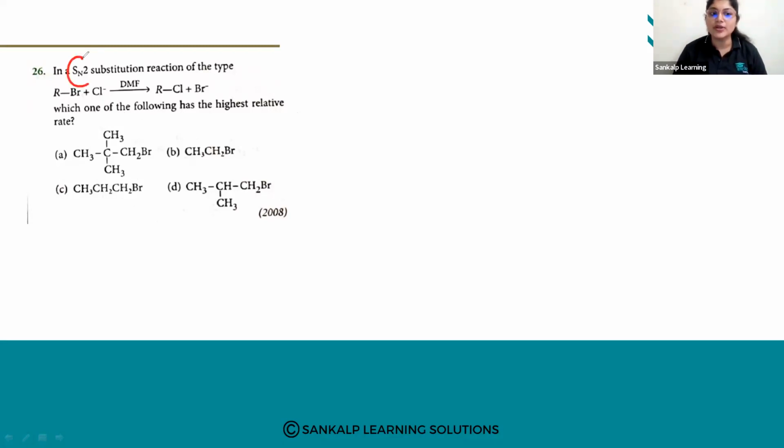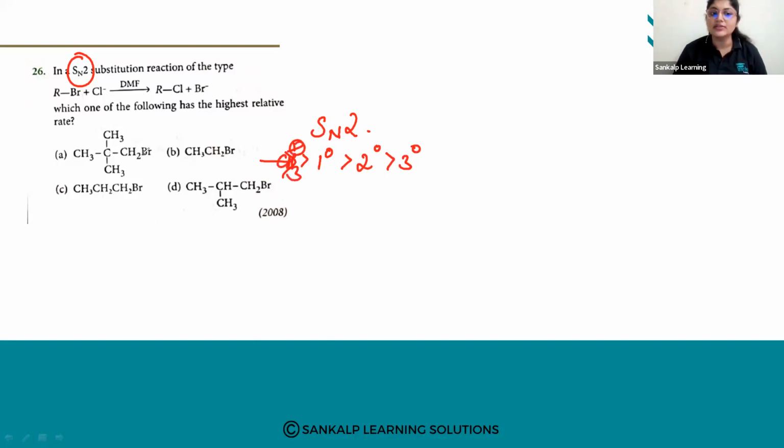Whenever we are talking about the SN2 mechanism, what is the rate of reaction? The rate of reaction depends upon the concentration of the substrate as well as the nucleophile. That is why it is bimolecular, because the rate depends on both the substrate as well as the nucleophile. Now here, how is the stability given? Methyl is greater than primary, then secondary, and then tertiary.